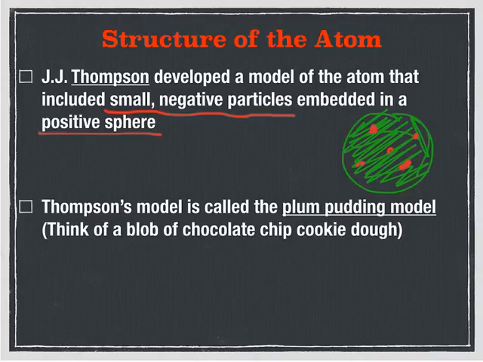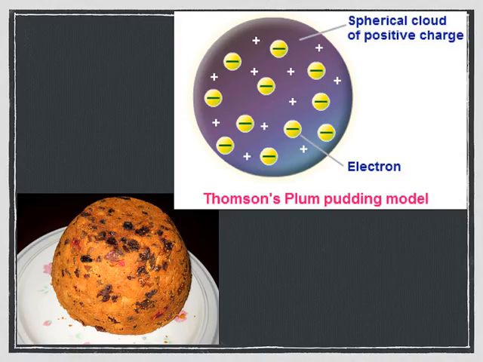Again, progress, but still not completely accurate. A way of remembering Thomson's model is called the plum pudding model. Right now, in modern day America, we don't really have plum pudding. But you guys know that I am certainly fond of chocolate chip cookies, so think of it, it could be called the chocolate chip cookie dough model. Okay, so I have a picture for you.